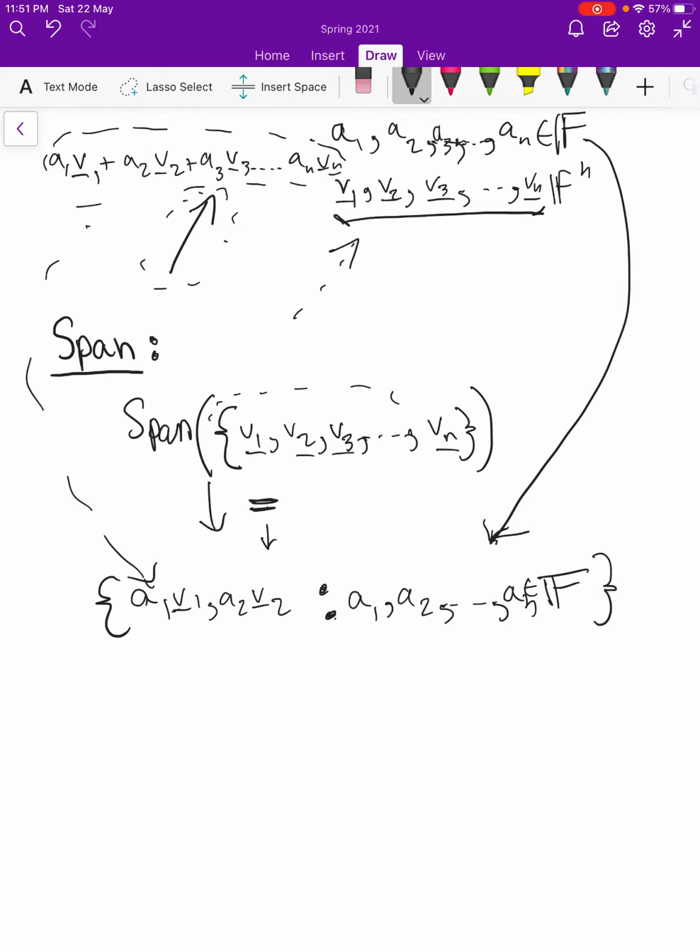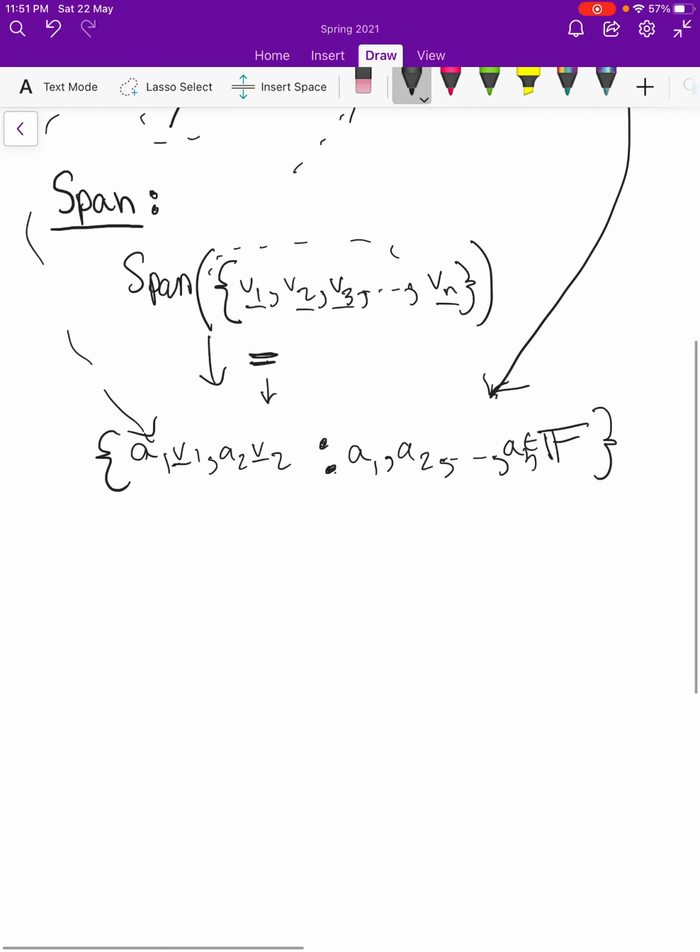So that's pretty much it. The span is going to contain every single combination, and it's useful so that we can denote a large set of things. And that's it.